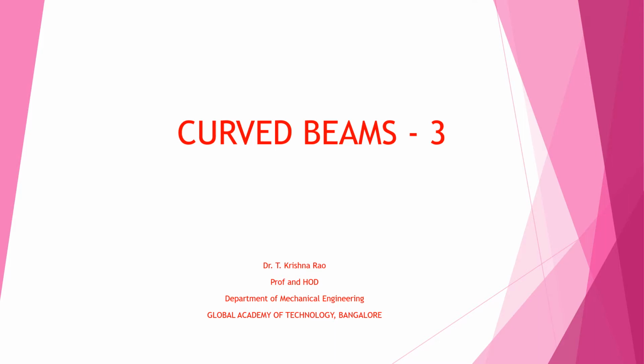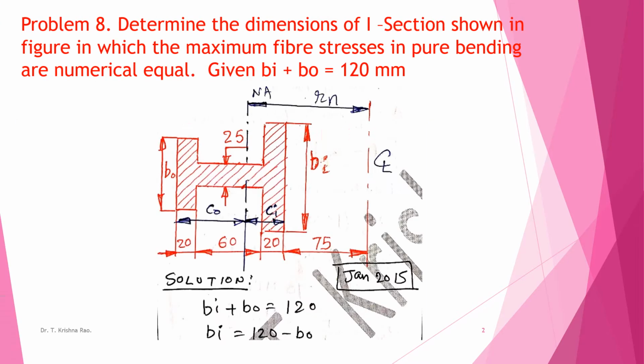Earlier we have seen what is the procedure, how do we tackle punch press, frame or C clamp, crane hook, S-link, problems like that. Here we see some different variety, third type of problems, wherein some dimensions are missing and he would have asked us to find out the dimensions considering the bending stresses are numerically equal. So let's see the problems here.